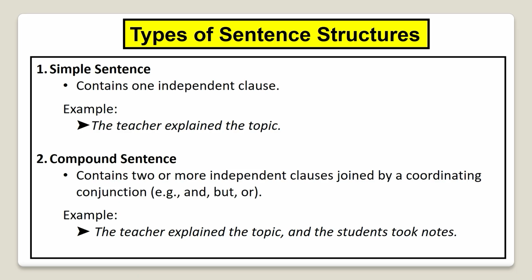When any sentence contains one independent clause, that is called a simple sentence. For example, "The teacher explained the topic." It is a very simple sentence. Here we can see one sentence in a simple form giving the meaning of that particular action verb. That is called a simple sentence.